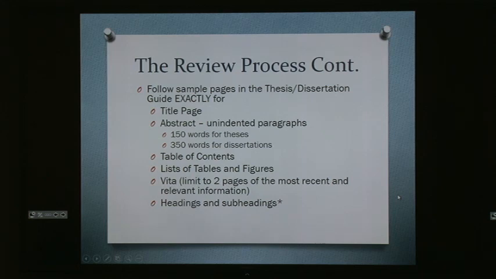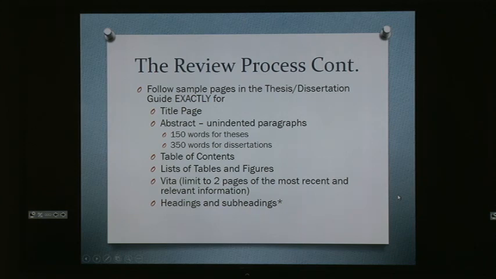The abstract, that's the only paragraph formatting that's unindented. It's a cataloging issue, so don't indent that paragraph in the abstract. And if you're doing a thesis, it's 150 words or less. I will be counting. That's another cataloging issue. And dissertations are 350 words or fewer. Then the table of contents follows that, and a list of tables and figures, if you have enough of those, following that.